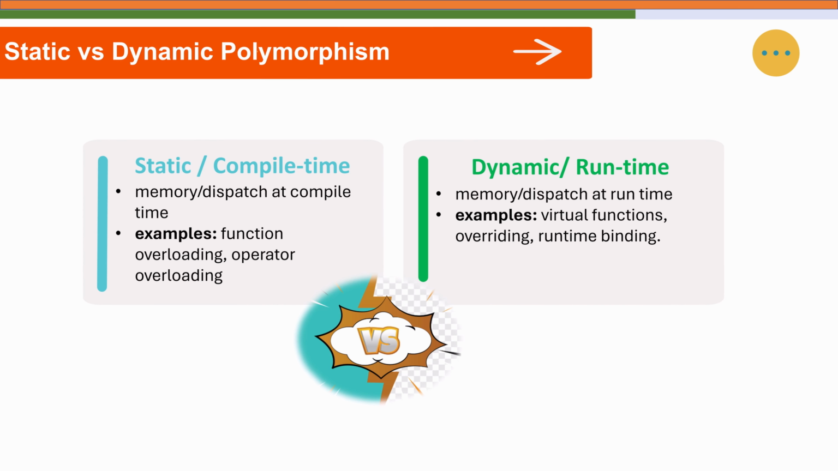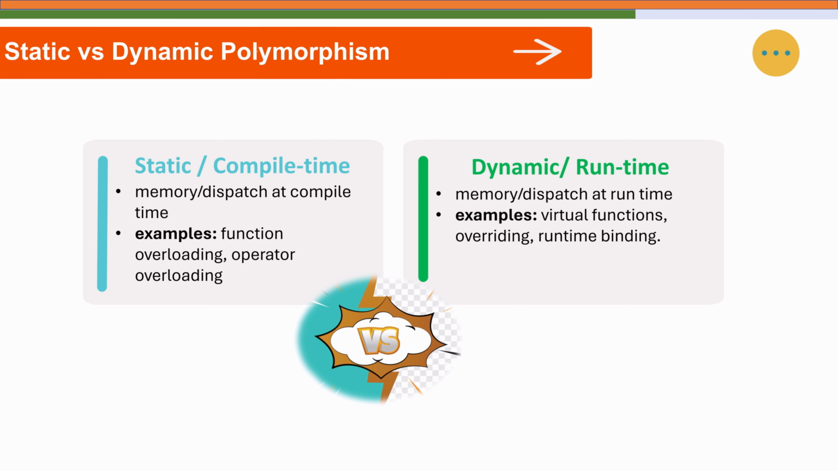Now let's see the difference between static and runtime polymorphism. Polymorphism means many forms. It allows the same function or operator to behave differently depending upon the context. We have two main categories of polymorphism: static polymorphism, which is resolved at compile time, for example function overloading and operator overloading that we have just completed in the last session. Then dynamic polymorphism, which is resolved at runtime and is implemented using virtual functions.